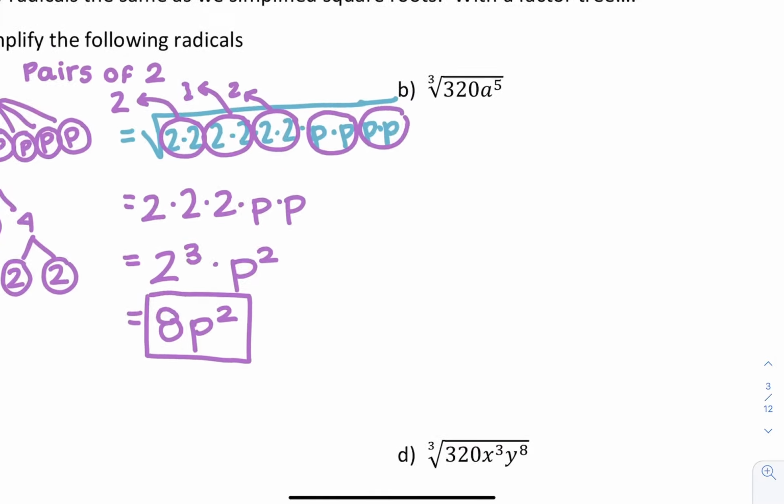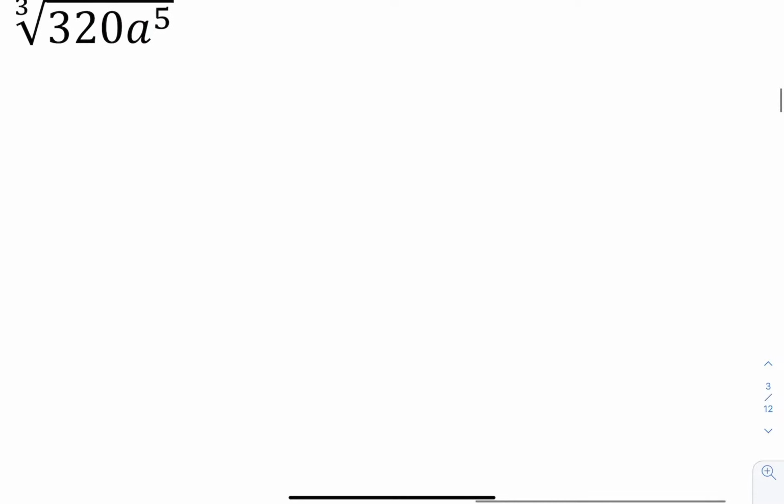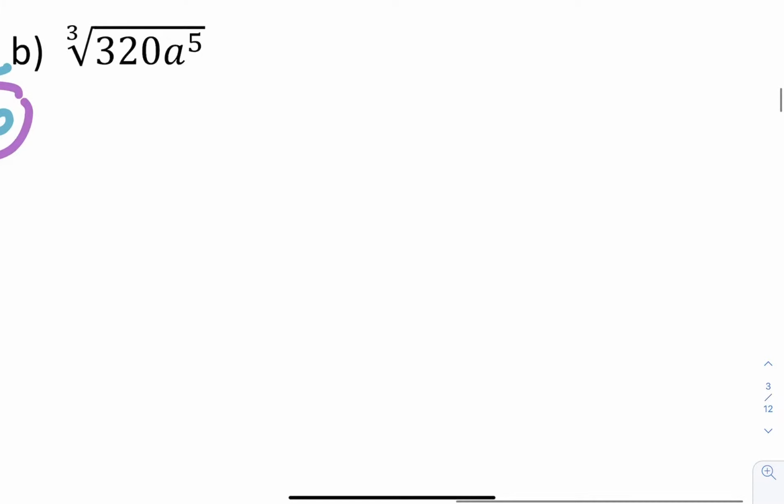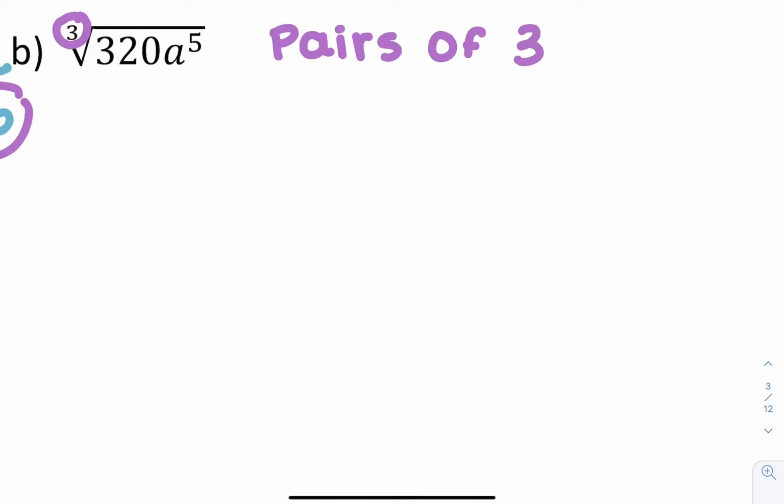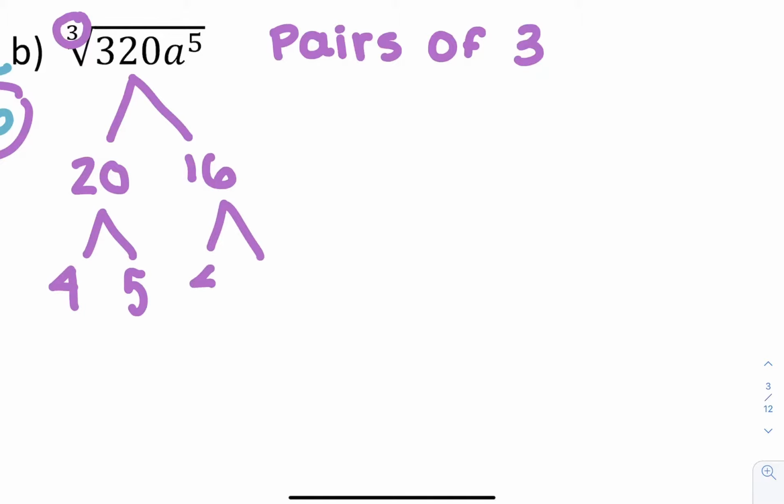Now, in this next one, this is going to look a little bit different from what we are used to. So now we have an index of 3. If we're looking for an index of 3, we are looking for pairs of 3 that get to go on a date and leave the house. So this is where it gets a little bit different. So now let's see. We're going to set up our factor tree the same way. 20 times 16. Those are two numbers that multiply to 320. 20 is 4 times 5. 16 is 4 times 4.